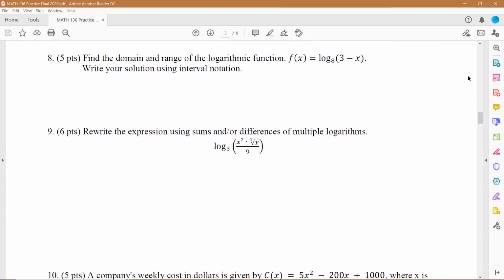Question number 8, find the domain and range of this log function. f of x equals log base 8 of 3 minus x. We're going to write our answer in interval notation. We've done this.